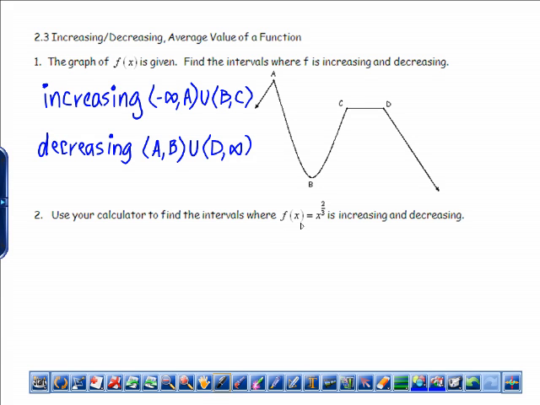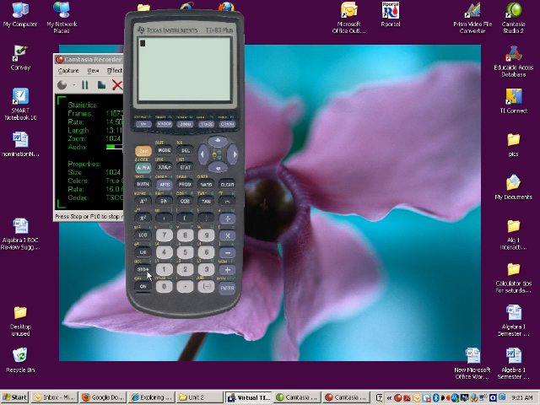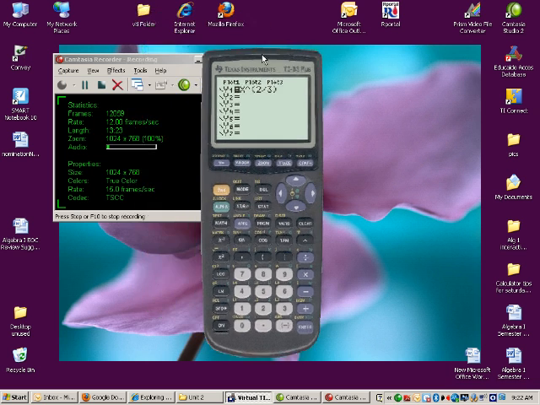Okay, now problem number 2 is basically asking us the same thing, but it's giving us a function and we need to type this into our calculator, okay? Because you probably don't know what this graph looks like. Maybe you do though. Alright, so let's go ahead and in our calculator, let's type in x to the 2/3 power, so we're going to do caret parenthesis 2/3.